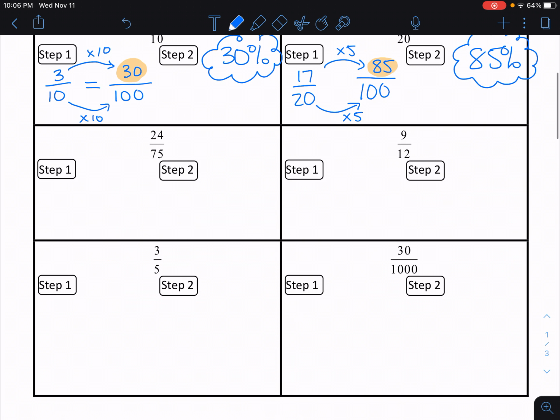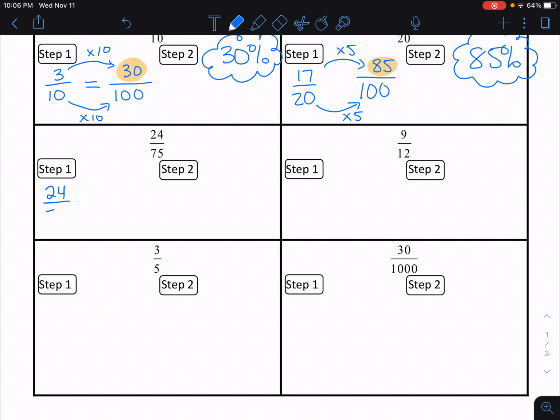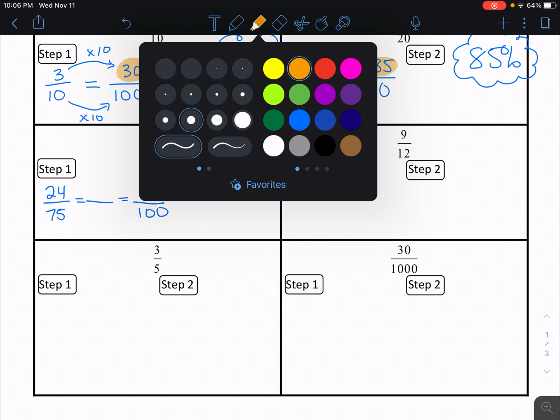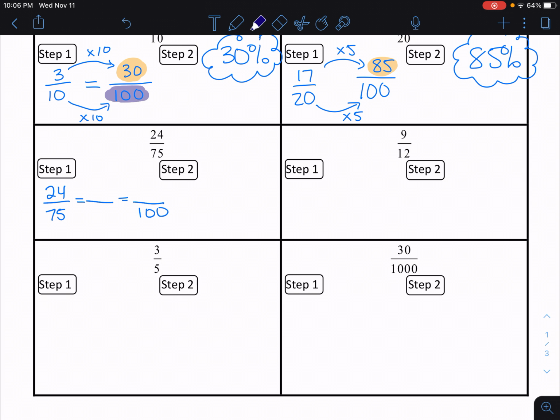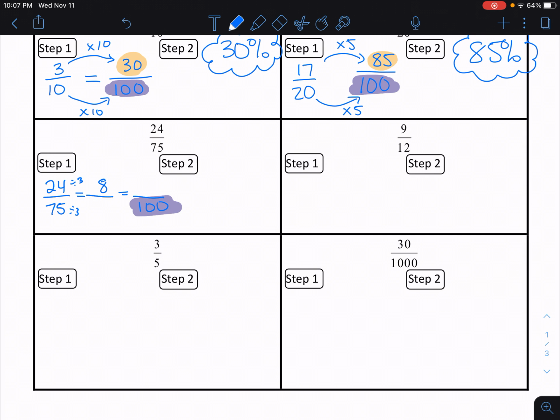This third one, 24 over 75, here is your example of where you have to scale backwards to scale forward. Because I cannot get from 75 directly to 100, I know that I have to scale back in order to scale forward. That second value is always going to be 100. So if you can't get directly there, you're going to have to scale backwards first. In order to scale backwards here, I'm going to divide by 3 in both places because that's what they have in common. 24 divided by 3 is 8, and 75 divided by 3 is 25.